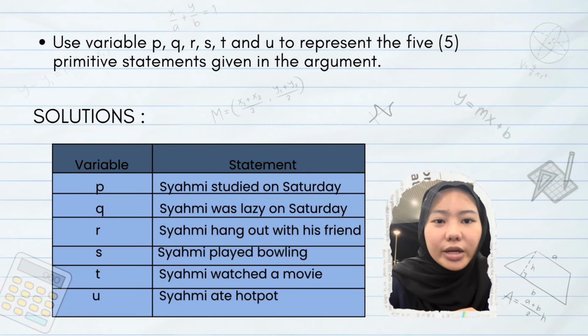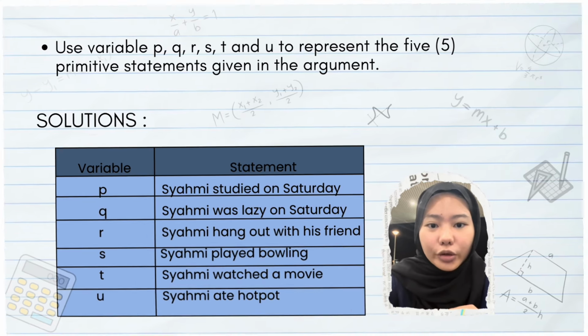Solution of question 1. Use variables P, Q, R, S, T, and U to represent the 5 primitive statements given in the arguments. The solution is: variable P, the statement is Shahmi studied on Saturday. Variable Q, Shahmi was lazy on Saturday. Variable R, Shahmi hung out with his friend. Variable S, Shahmi played bowling. Variable T, Shahmi watched a movie. Variable U, and the statement is Shahmi ate hot pot.